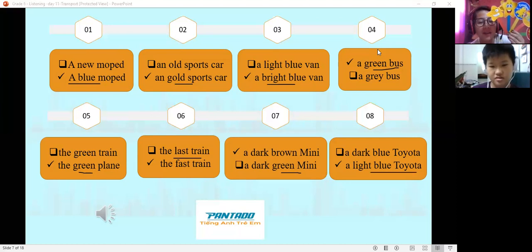And the answer in number 6 is the fast train, not the last train, okay? The answer in number 7 is a dark brown Mini and not a dark green Mini. Okay, and the answer in number 8 is a light blue Toyota. Very good. This is all for you, Dong. Okay, so you've got only 2 mistakes and you get 6 correct.